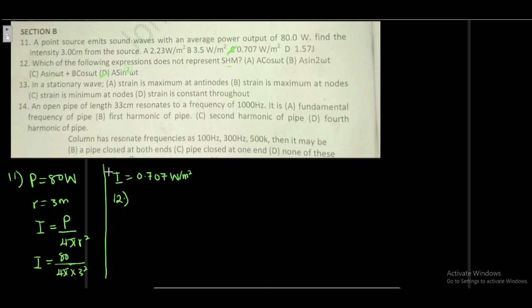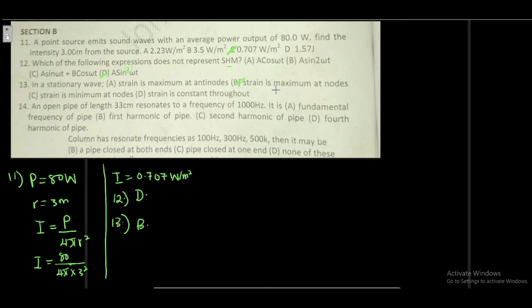So the question 12 answer is option D. Question 13: in a stationary wave, option A, strain is maximum at antinodes; option B, strain is maximum at nodes; option C, strain is minimum at nodes; option D, strain is constant throughout. The correct answer is option B. Strain is always maximum at nodes, so take note of it.